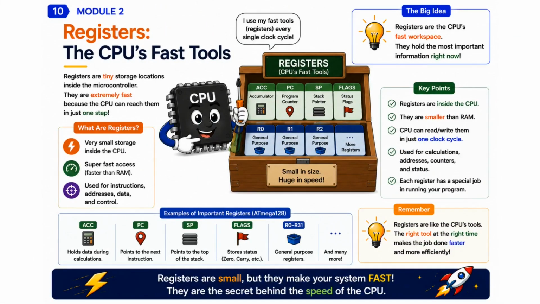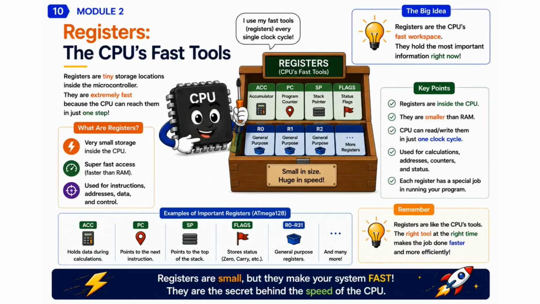Now, let us go even deeper inside the CPU itself. Inside the CPU, there is a very special set of tiny storage locations called registers. Registers are the CPU's fastest tools. If RAM is the CPU's workbench, then registers are the tools that the CPU keeps directly in its hands. Because registers are located inside the CPU, they can be accessed extremely quickly. In many cases, the CPU can read or write a register in just one clock cycle. That is why registers are even faster than RAM.